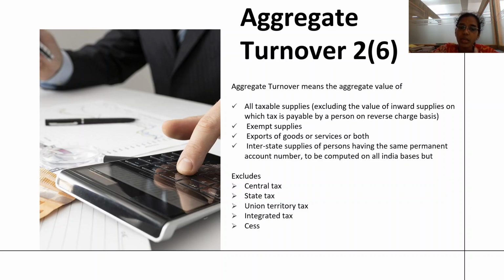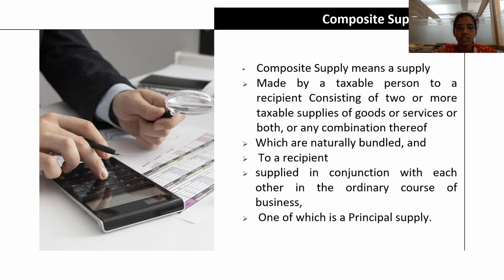And what has to be excluded in calculating aggregate turnover? All the central taxes, that is CGST that is paid, the state taxes, SGSTs that are paid, and UTGSTs, Union Territory taxes, and IGSTs that are paid, and the cess that are paid should not be included in calculating the aggregate turnover. Next, let us learn the concept of composite supply.